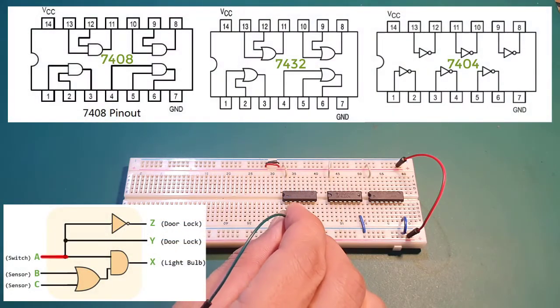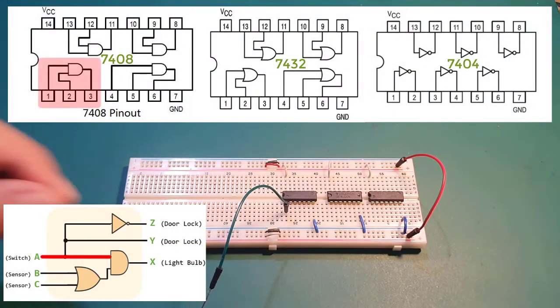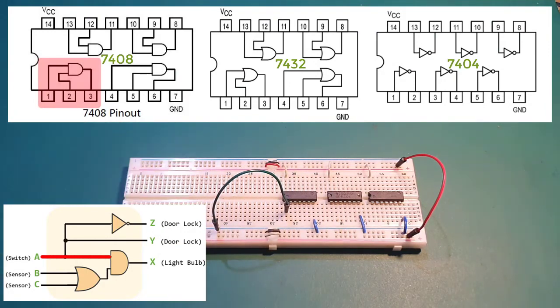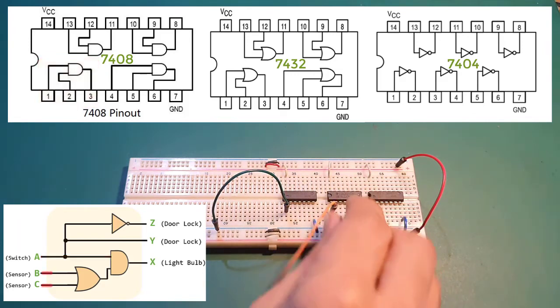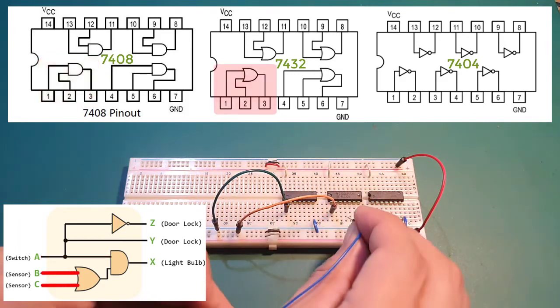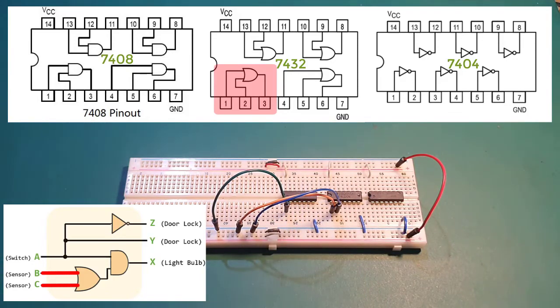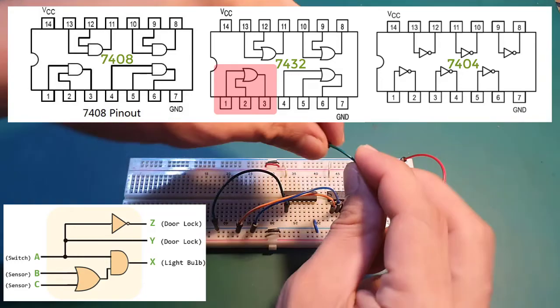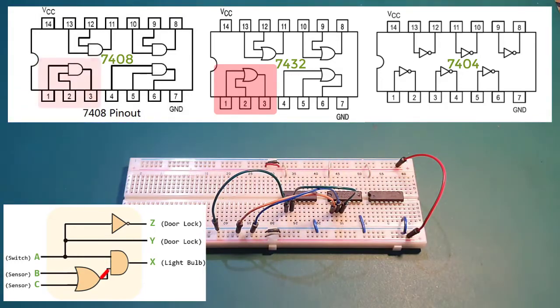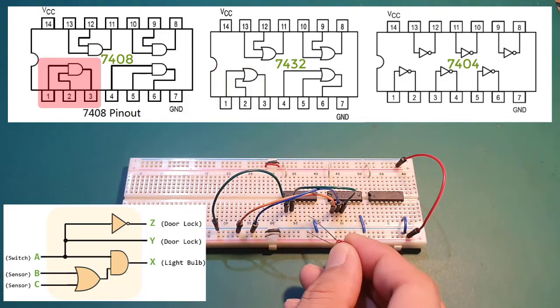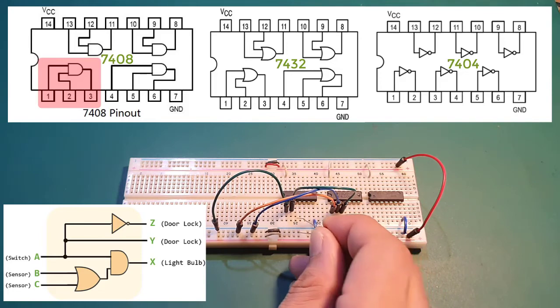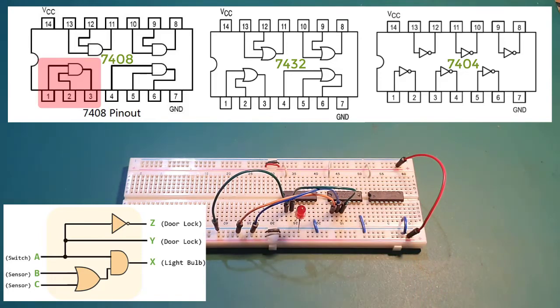First, I'll connect the input A to one of the inputs of this first AND gate, and then the inputs B and C to the first OR gate. Then the output of this OR gate is used as an input to this AND gate together with the input A. And for its output on pin 3, I'll simply use an LED to determine its output state of either logic 1 or logic 0.